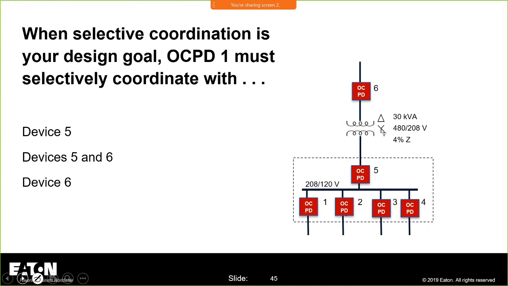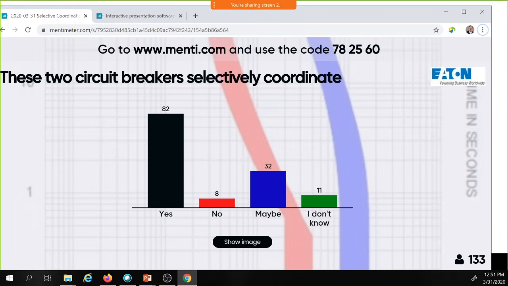Number 2. Now this is going to be a fun one. When selective coordination is your design goal, OCPD 1, which is this one right down here, must selectively coordinate with... and that was the question. Let's go to the results.